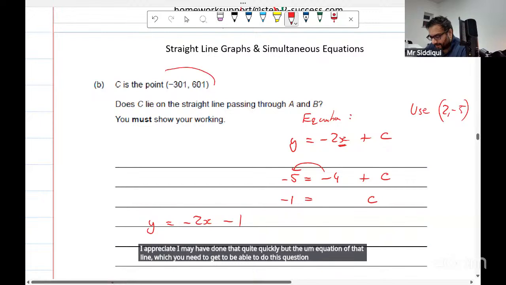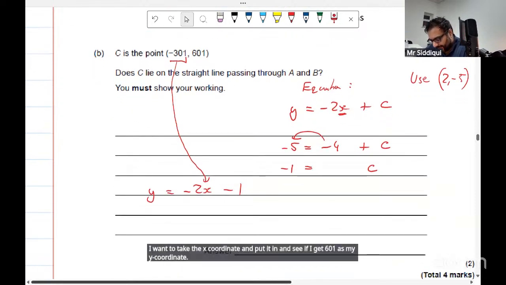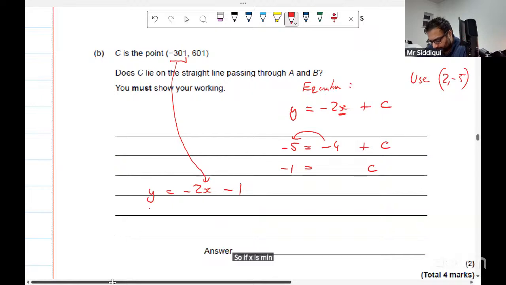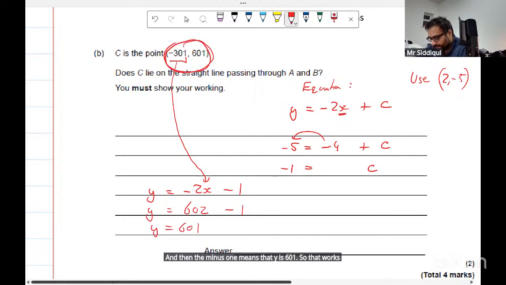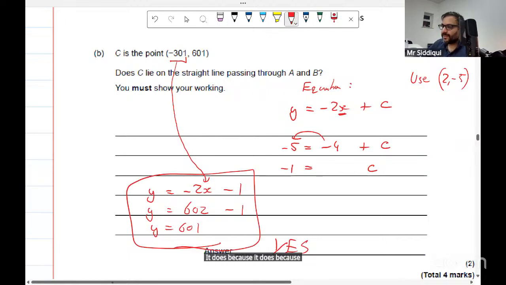And now the question is, does this point lie on the line? Well, to do that, I want to take the x coordinate and put it in and see if I get 601 as my y coordinate. So if x is -301, -301 times -2 is 602. And then the -1 means that y is 601. So that works. See that when I subbed in -301, I got 601. So therefore, yes, it does. Okay.